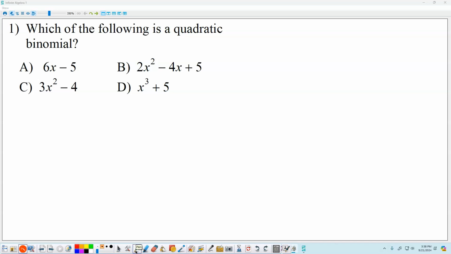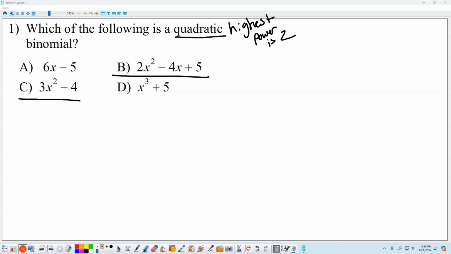Let's begin. Number 1 says, which of the following is a quadratic binomial? So this is a vocabulary check. You might want to look at your 6.1 notes because there's a list of vocabulary words that will help you. Quadratic means that the highest power is 2. So there are two options where the highest power is a 2. But it also needs to be a binomial, which means there are two terms.